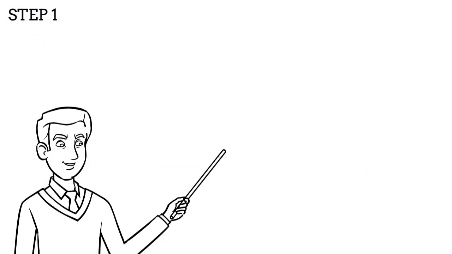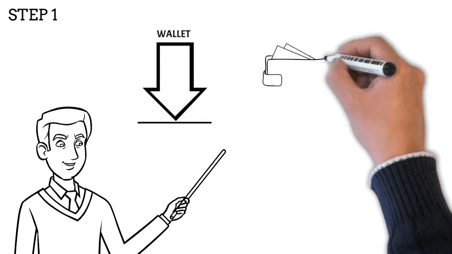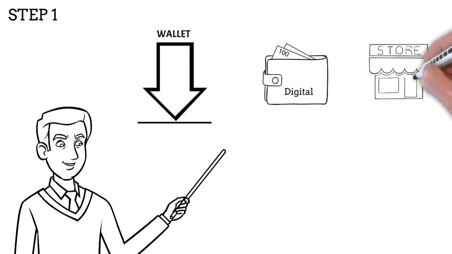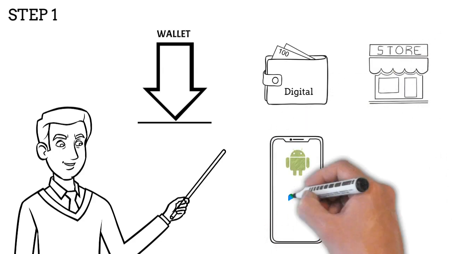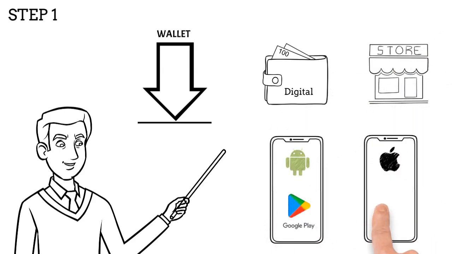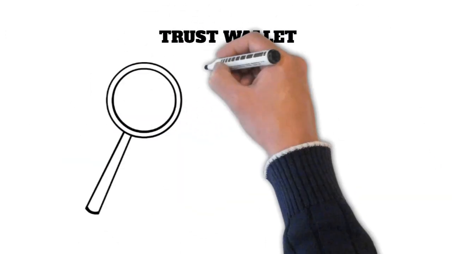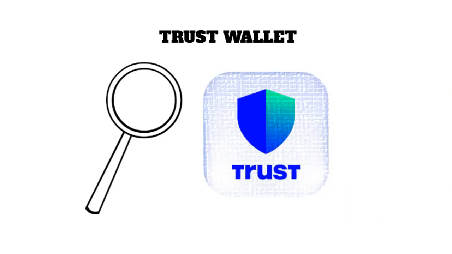Step 1. Download the wallet. The first thing you need is a digital wallet. Go to your phone's App Store. If you're on Android, open the Play Store. If you're on iPhone, open the App Store. Search for Trust Wallet. Download it and install it.